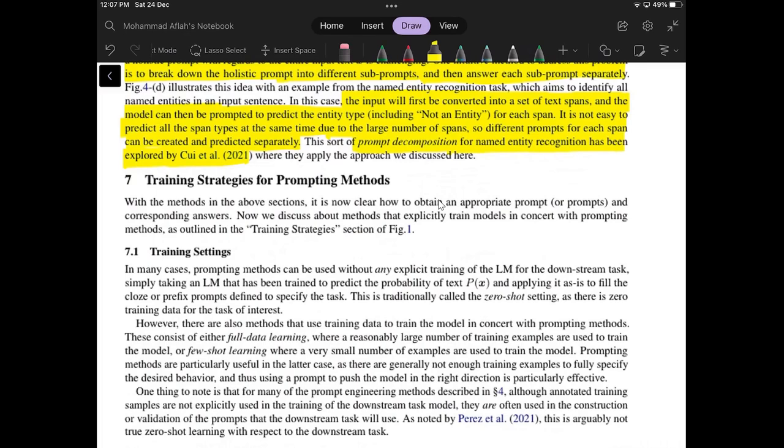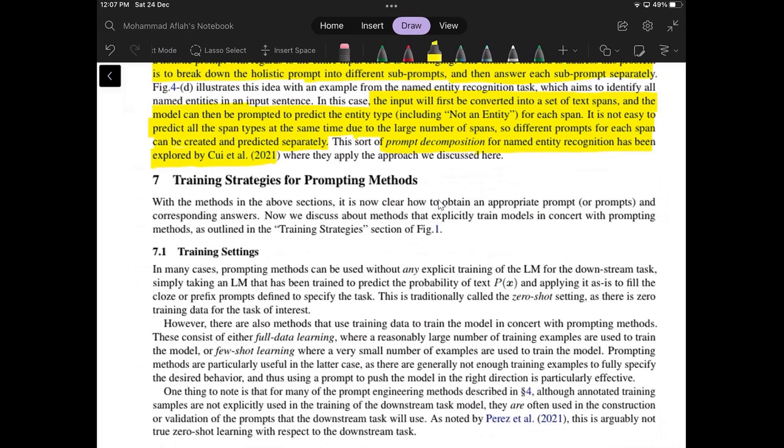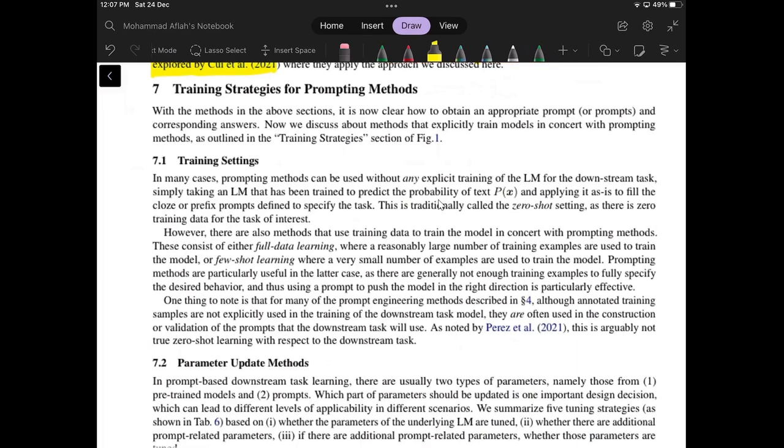So far we've just seen how we build prompts, right? How do we train the models when we have prompts? With the methods in the above section, it is now clear how to obtain an appropriate prompt and the corresponding answers as well.